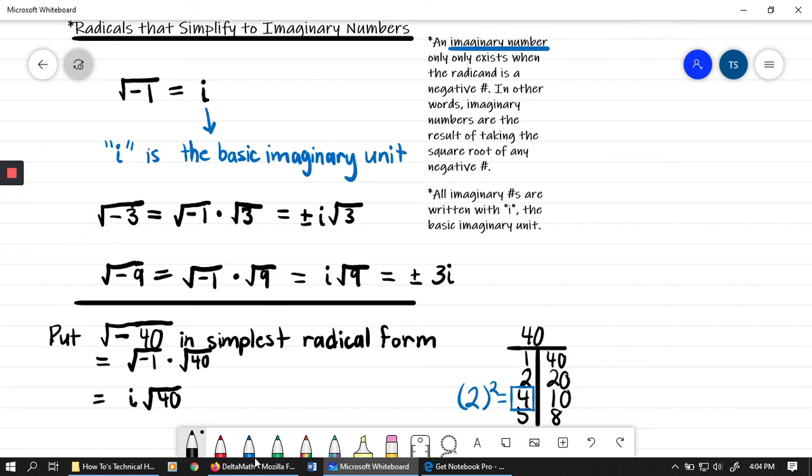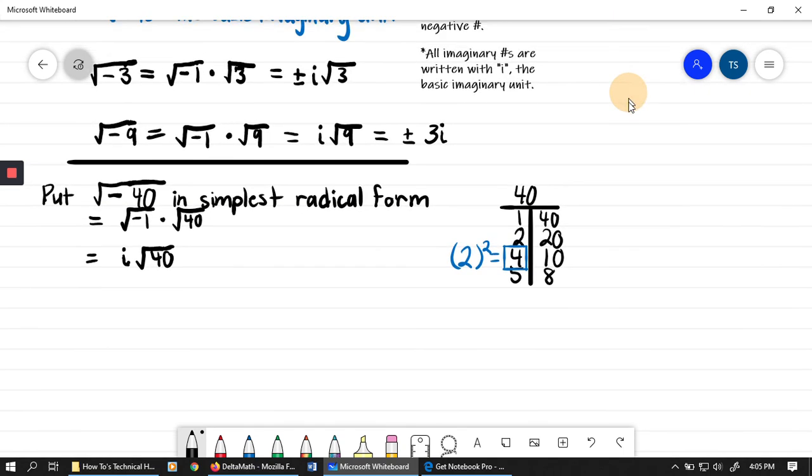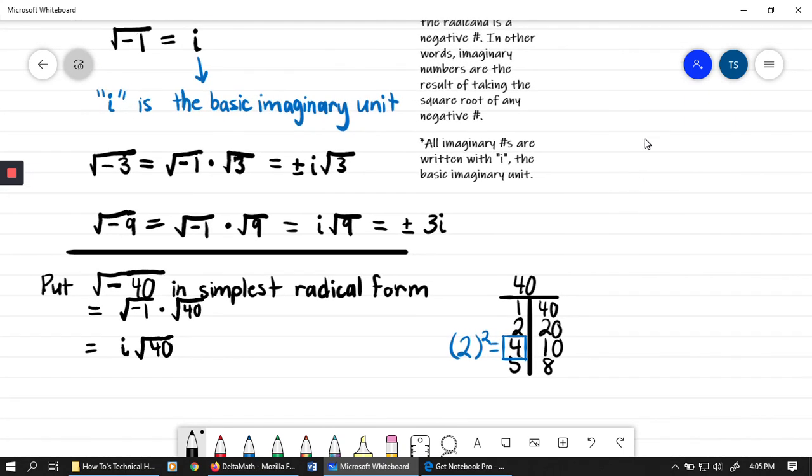When we look at the factors of 40, and at the pair that has the largest perfect square as a factor, we actually only have one perfect square, and that is 4. So we pick that pair, the 4 and the 10, and we rewrite it. Let me move this up. We still have to write out the I as well, because that's part of it. It's imaginary.